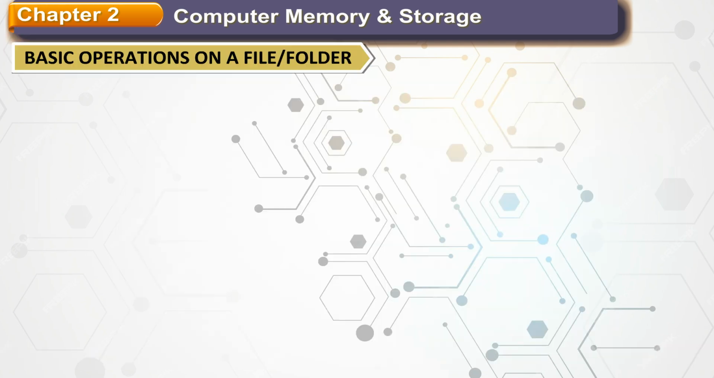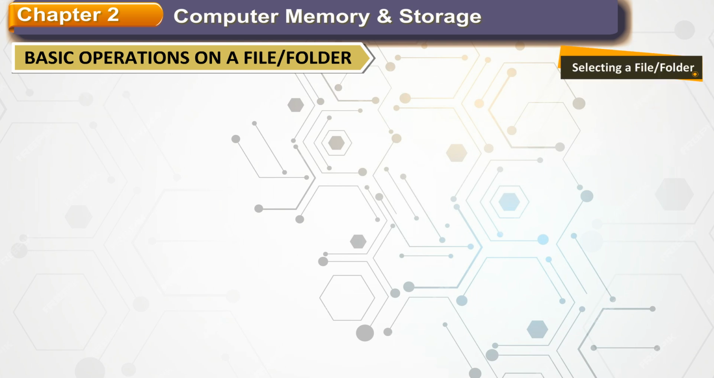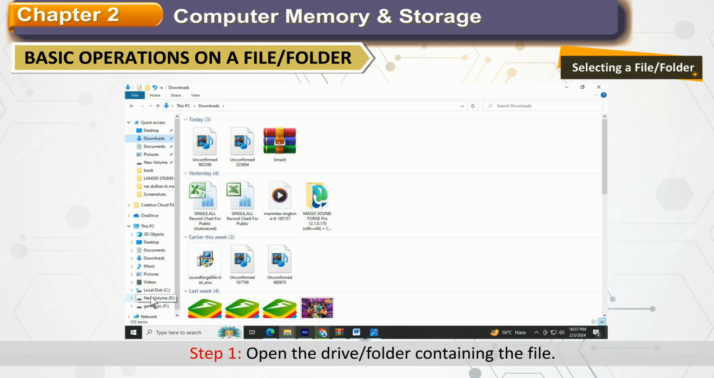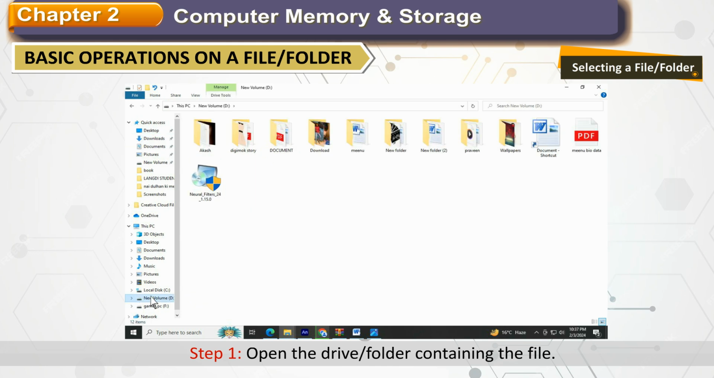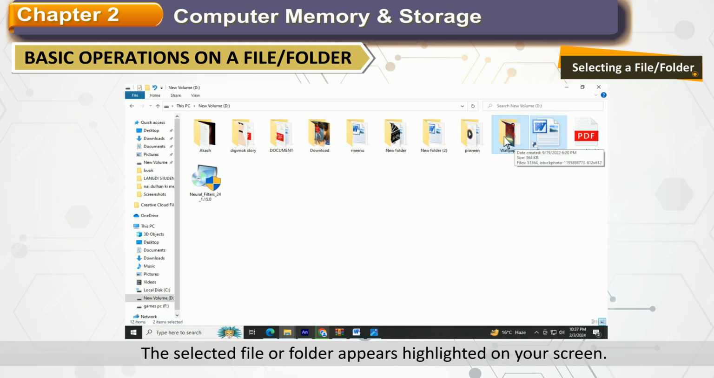Basic operations on a file or folder. There are many basic operations that can be performed on any file or folder. Let us learn about them in detail. Selecting a file or folder. To select a file or folder, follow these steps. Step 1. Open the drive or folder containing the file. Step 2. Click on the icon of the file that you want to select. The file becomes highlighted. The selected file or folder appears highlighted on your screen.